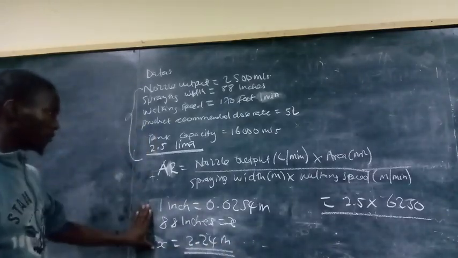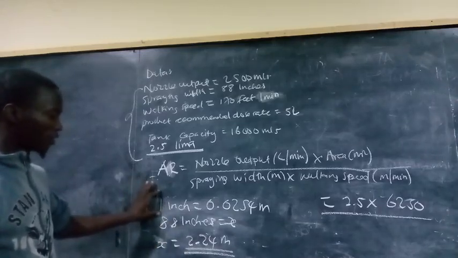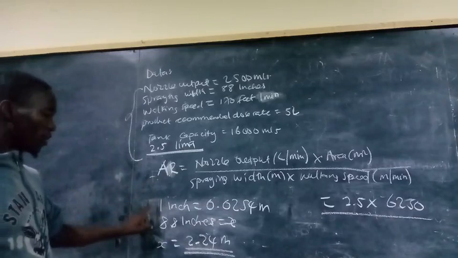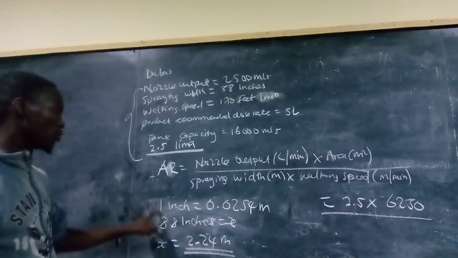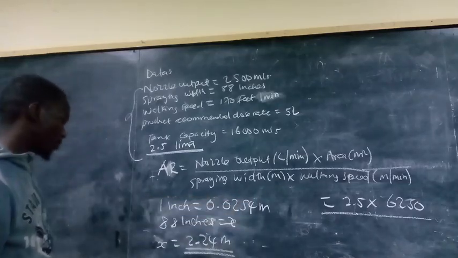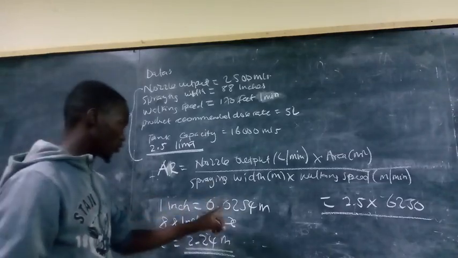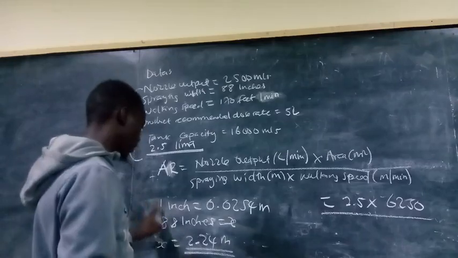That is how we have converted. So all you need to know is just the conversion ratio, or the conversion factor, that we're using here. 1 inch is equal to 0.0254 meter. So that's the conversion, 0.0254 meter. That is 1 inch.